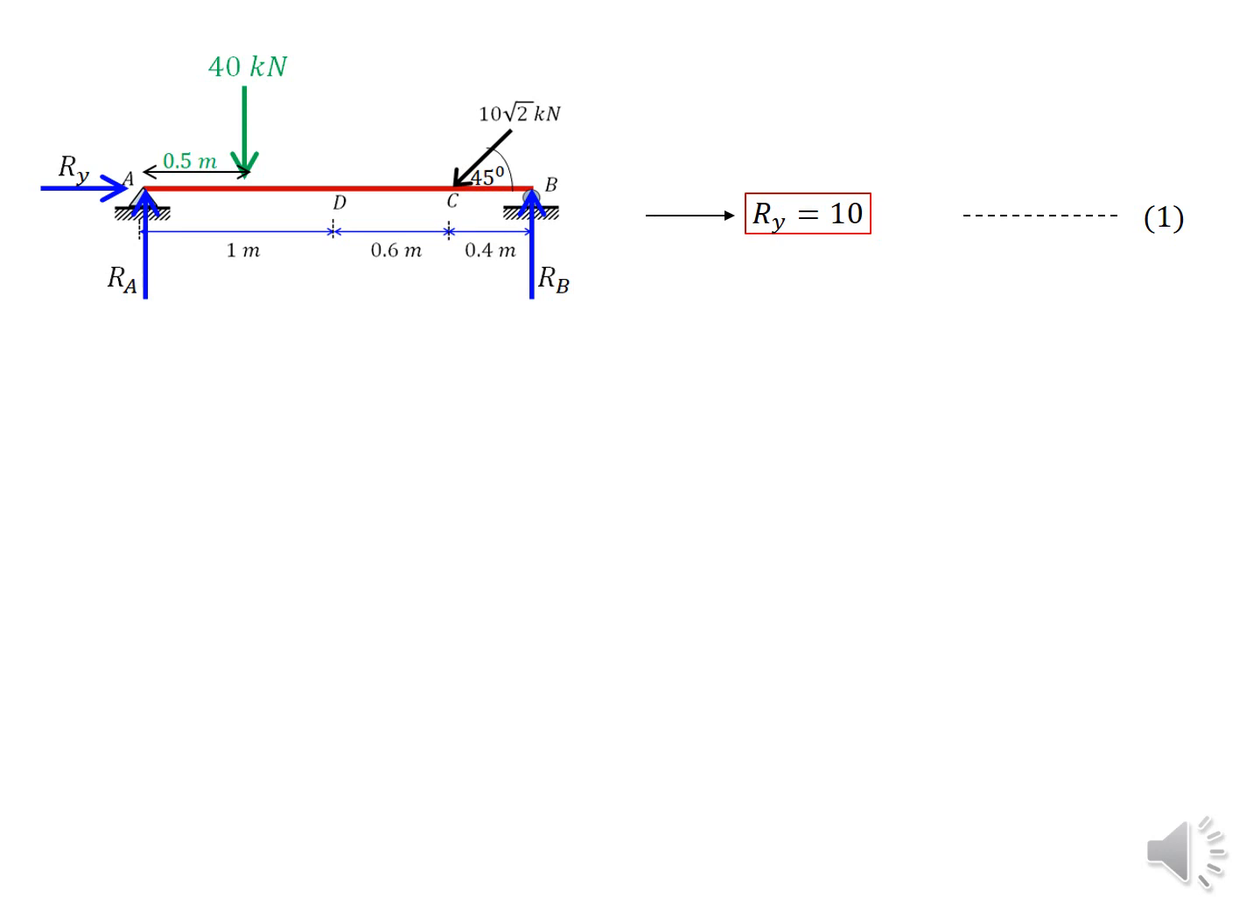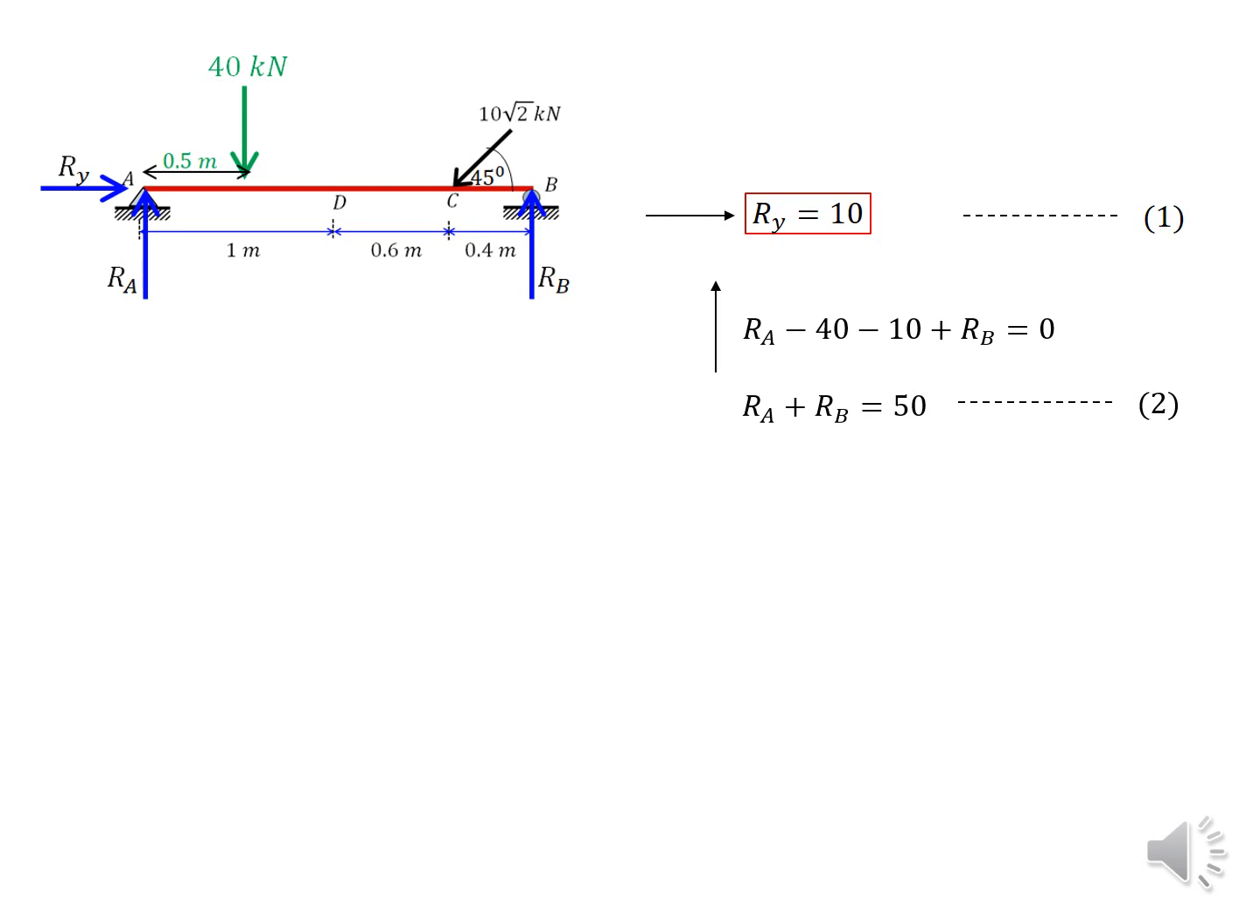Now I am going to apply the second equilibrium equation, which is that all the force components acting in the vertical direction should be equal to 0. So what are the force components acting vertically in this structure? You can find Ra, 40 kilonewtons, Rb, and the force component due to the 10 root 2 kilonewton load. Now that vertical force is 10 root 2 times sine 45, so that force is equal to 10 kilonewtons.